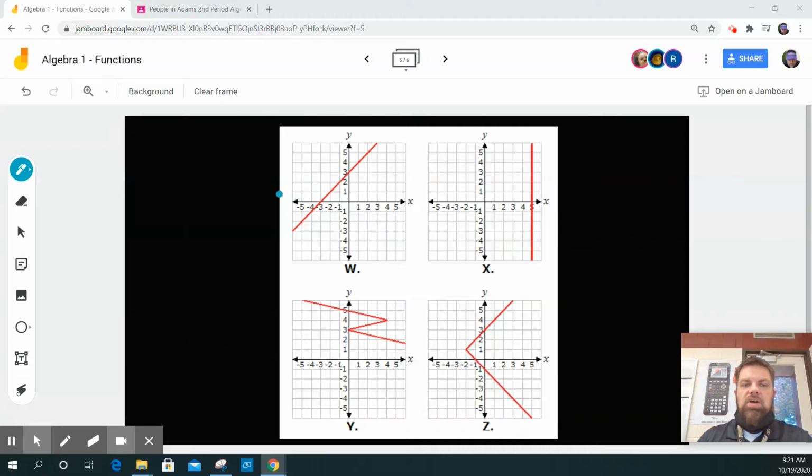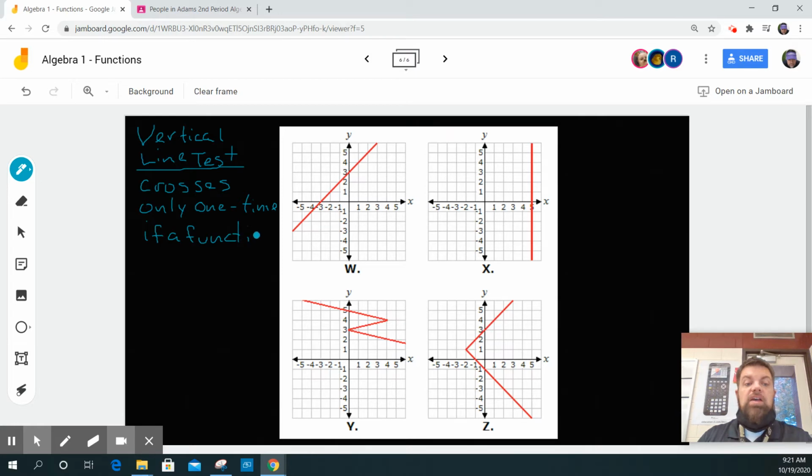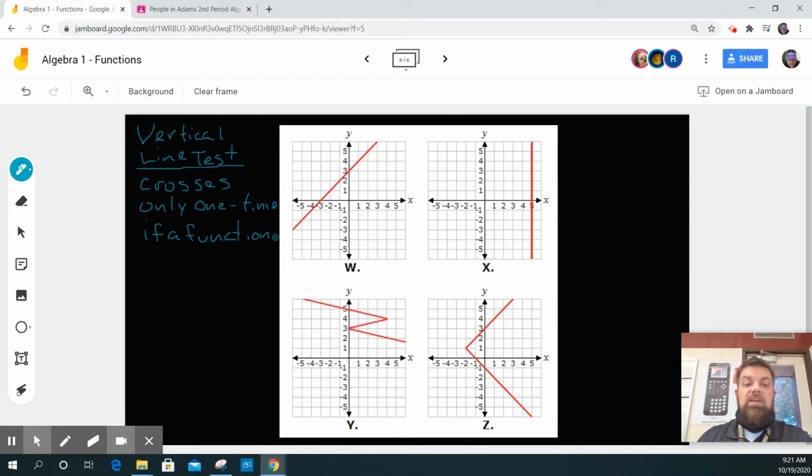One way to determine that one-to-one relationship is a thing called the vertical line test. You guys should be writing this down, vertical line test. So the vertical line test is this. It crosses only once. Only one time if a function. So I can draw a vertical line through something, and if it only crosses one time.